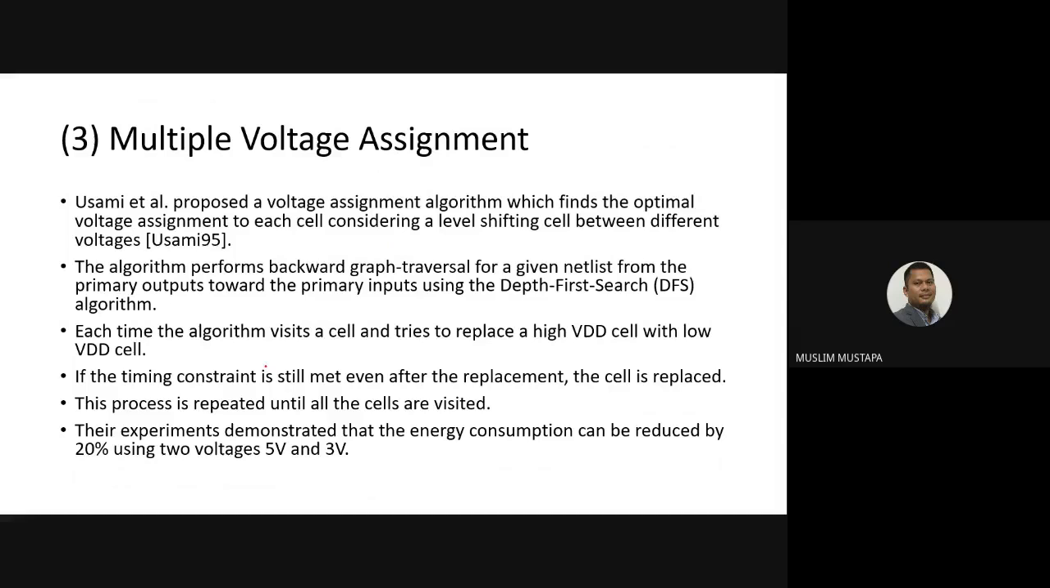So the main idea is that whatever you want to do, as long as you don't violate the timing constraint, then that's okay. But if you violate the timing constraint, then of course your design is going to be wrong. So the process will be repeated until all cells are validated. From their experiments, they say that the energy consumption can be reduced by 20% using voltages from 5 volt to 3 volt. This is okay, not bad. At least they can reduce 20%, which I feel still contributes a lot to the final design.